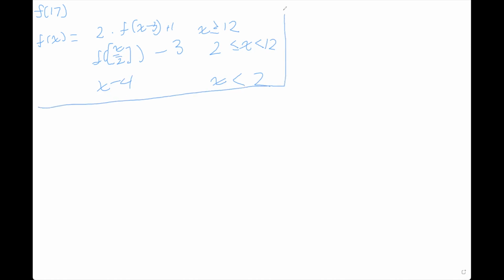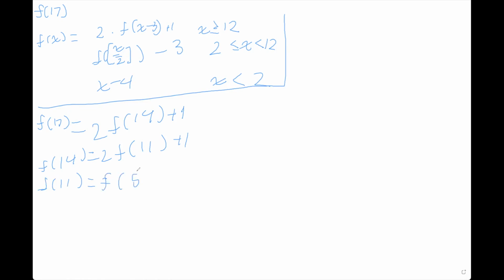Knowing this info, we're going to try finding f of 17. It's obviously greater than 12, so it'd be 2 times f of 14 plus 1. And f of 14 is greater than 12, so it'd be 2 times f of 11 plus 1. Since we know f of 11 is between 2 and 12, it's going to be f of 5 minus 3.